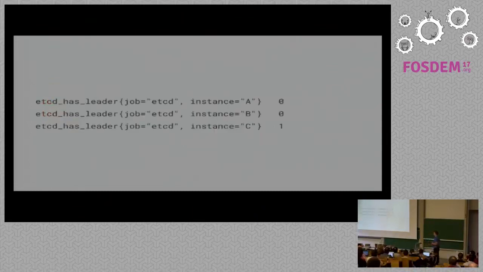So for example, we have a metric called etcd has leader, which is 1 if an etcd instance has a leader, and 0 if not. And we split this out by the instance name, A, B, C in this case, and job, which just indicates the service. So here we have obviously instances A and B without the leader, and C can see a leader. And now we want to alert on instances that don't have a leader.